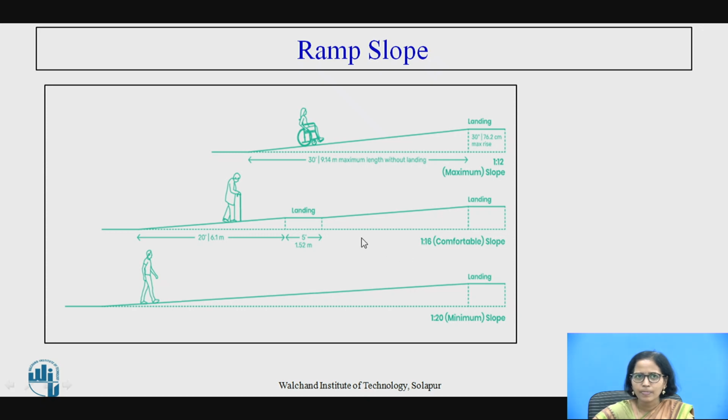In that, the wheelchair is provided. For a person with a wheelchair, you can see over here, the maximum slope is 1:12 with a single landing over there. The maximum rise is given as 30 inches. So these are the convenient slopes provided for persons with different activities.